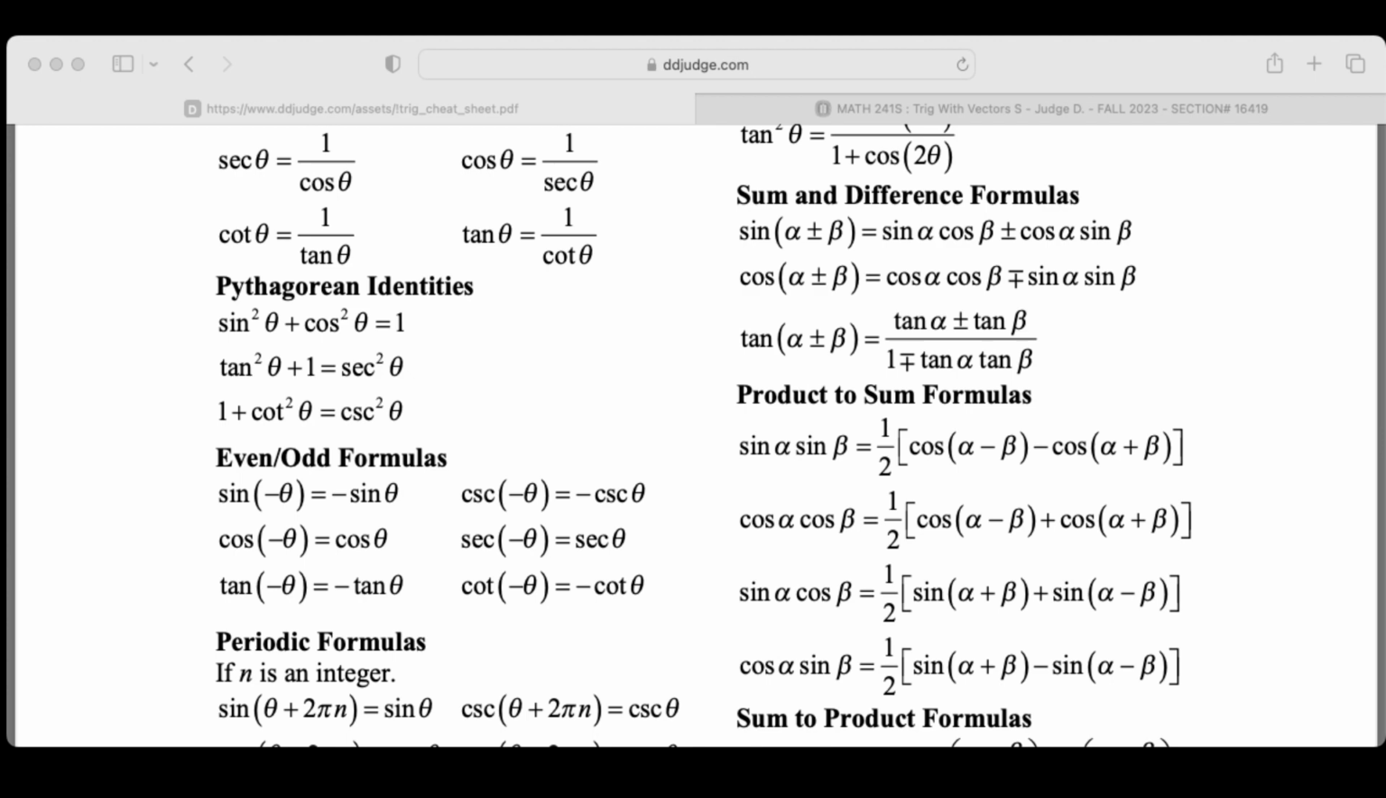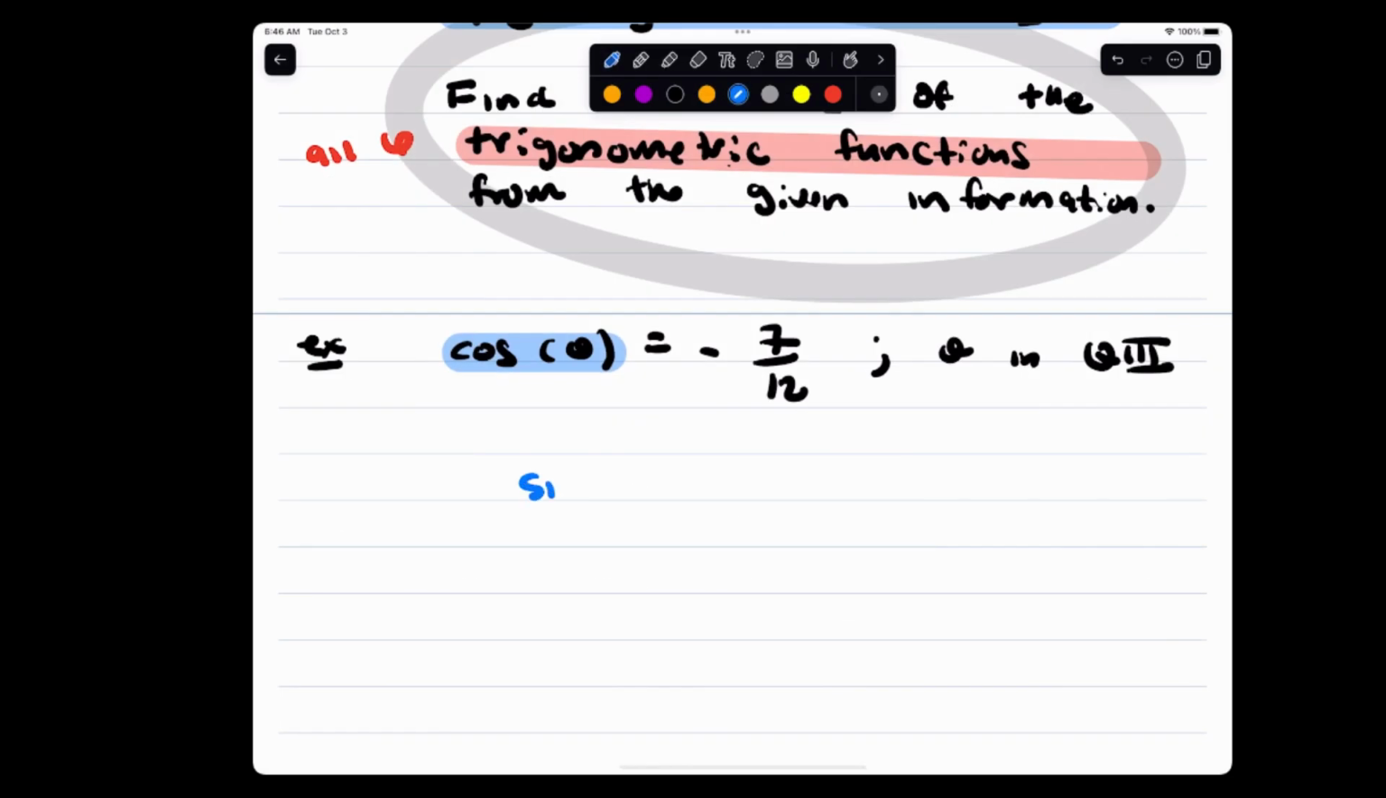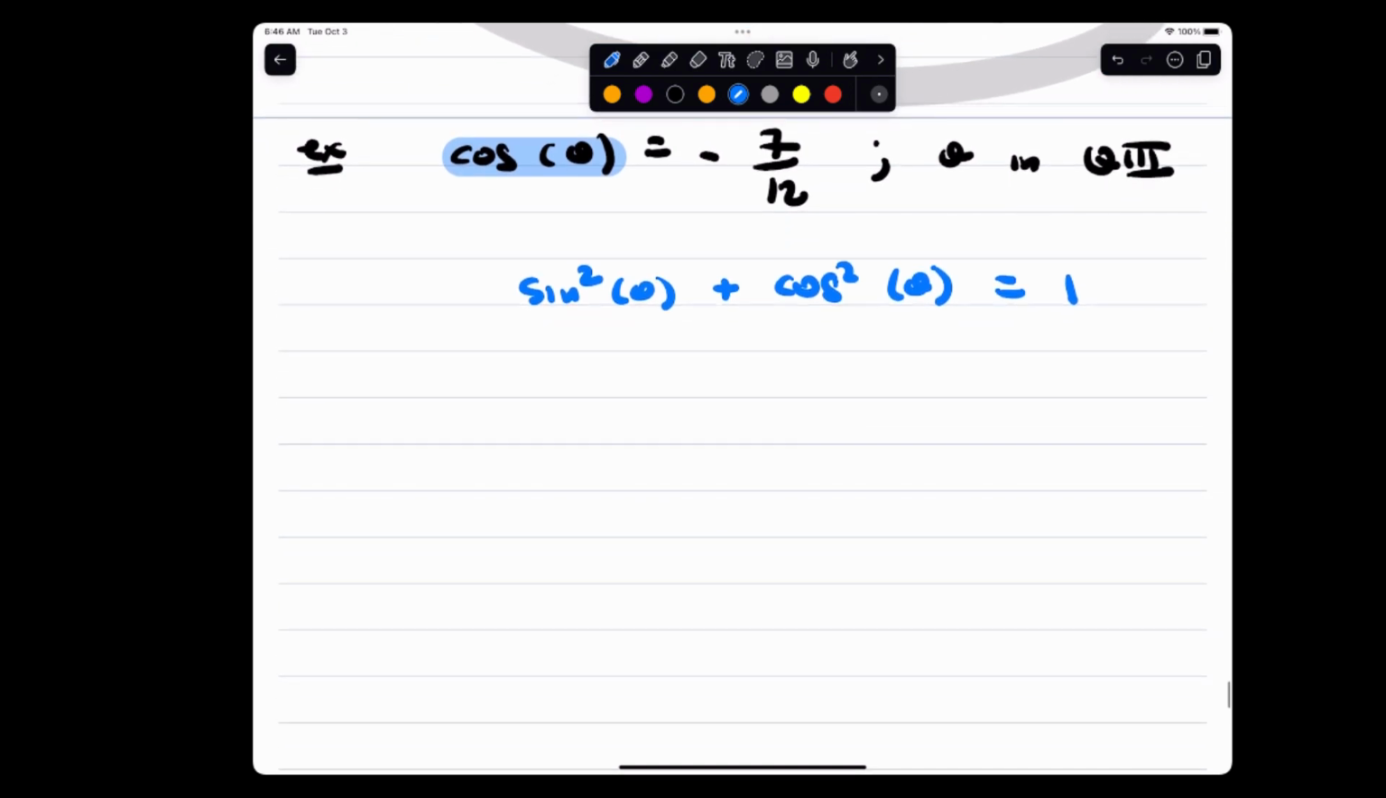Do you guys know what I'm talking about? I see one. Sine squared theta plus cosine squared theta, that will equal 1. Okay, you guys see the point there? I believe that's negative 7/12. So what you're going to need to do now is a little bit of algebra here. What they gave you as cosine theta is really negative 7/12. So you plug in the negative 7 over 12 here.